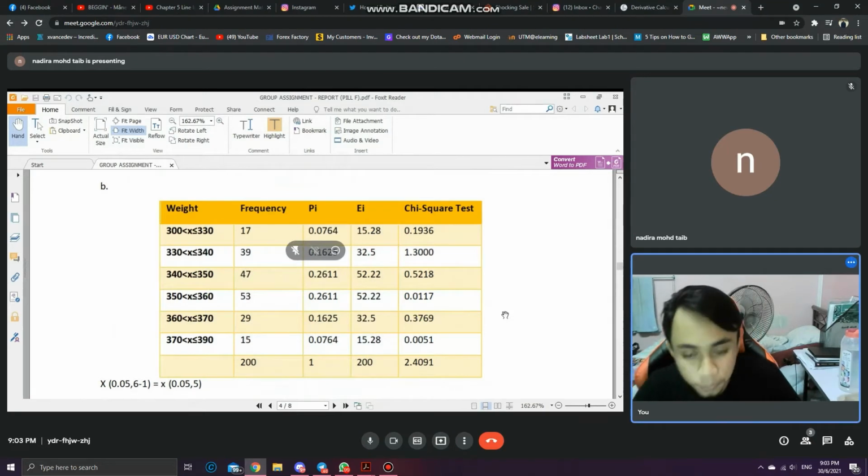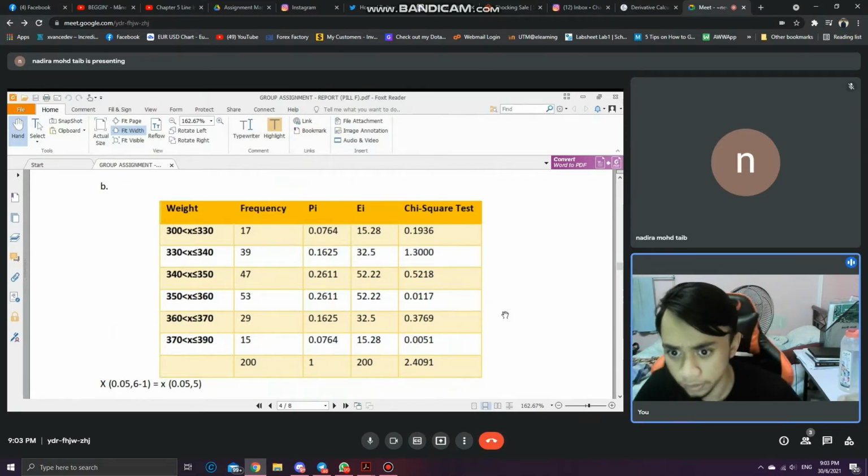Okay, so today I would like to explain question B. For question B, first we need to construct a table which contains data about wave, frequency, pi, EI and chi-square test value. Firstly, we need to find a range of the data, and I select the range as 300 to 330, 330 to 340, 340 to 370 and 370 to 390. So why was this range selected?